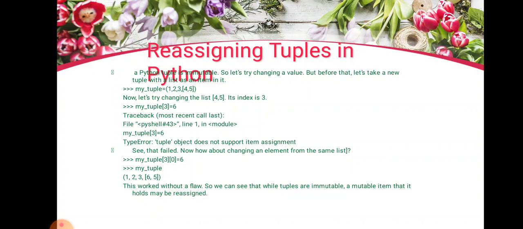Now, how about changing an element from the same list? Let me check it. Now I am assigning my_tuple[3][0] equals 6. So now what it will do is change the value: the third element's first item will be changed to 6. If you execute my_tuple, it shows 1, 2, 3, and the list shows 6, 5. So this worked without a flaw. We can see that while tuples are immutable, a mutable item that it holds may be reassigned by using a list.